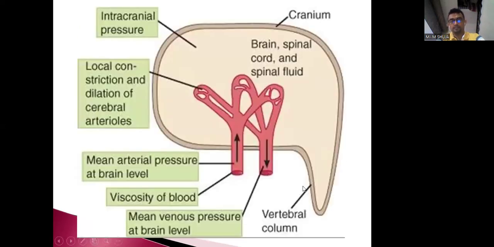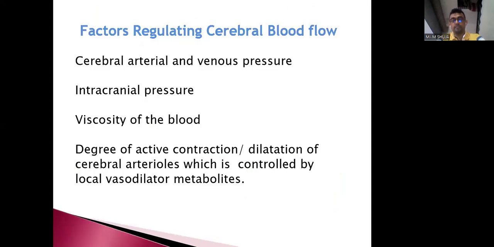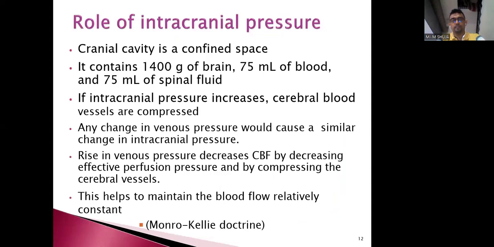So this is just an overview. If you take this cranium, you will have intracranial pressure inside this. You have the brain tissue, spinal fluid, and the blood in the blood vessels. These are cerebral arterioles and cerebral veins. You should know the factors affecting or regulating the cerebral blood flow and how it is affected. The role of intracranial pressure.